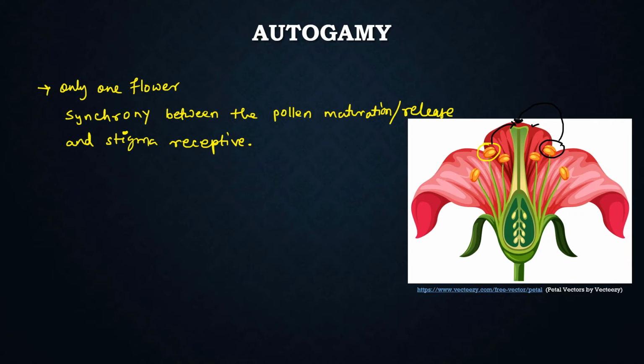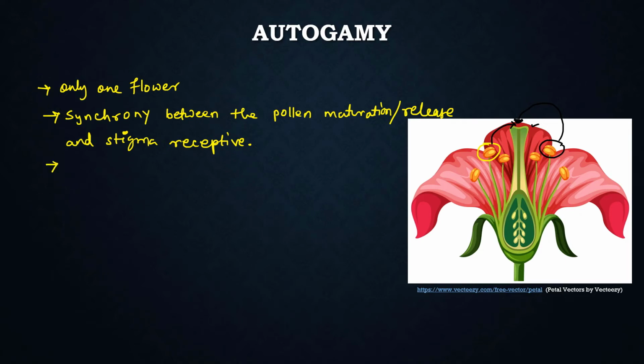Now if there is a difference in timing, let's say the pollen grain is released much before the stigma is receptive, what is going to happen? The stigma is going to receive the pollen grains, but probably it is not going to retain them. It is not going to continue the development. Synchrony is very important between the pollen maturation or release and the stigma receptivity.